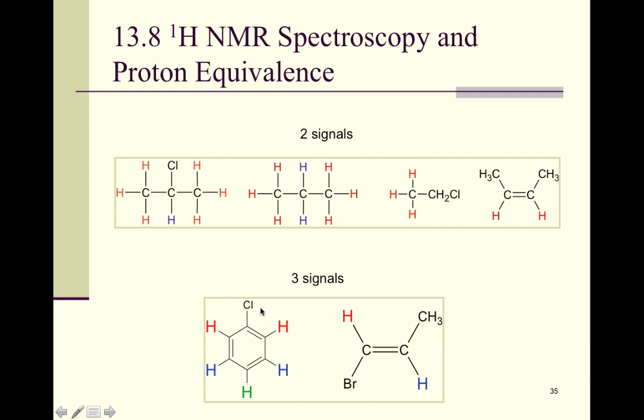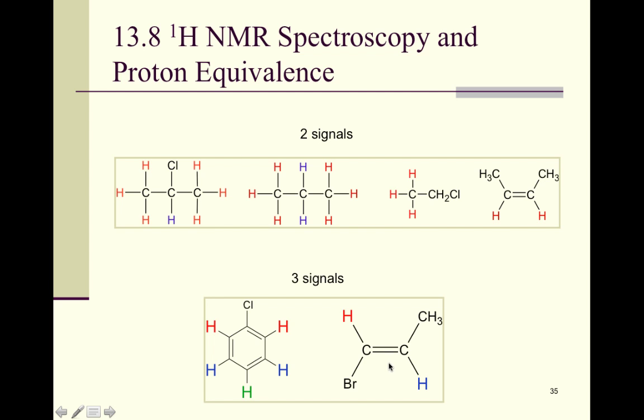These 2 compounds each give us 3 signals. On this benzene we have a chloro, and we can see that there's a line of symmetry going straight down the middle here. Each of these that are closest to the chloro would have the same signal as each other. These coming down here that I have in blue would have the same signal as each other, and then this one would have its own signal. That would be 3 different signals.